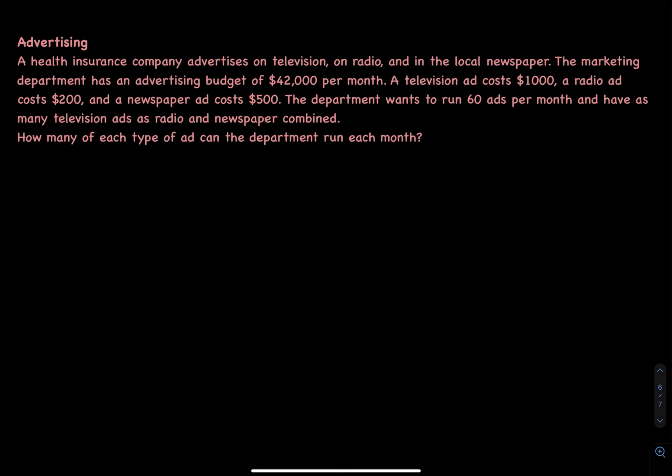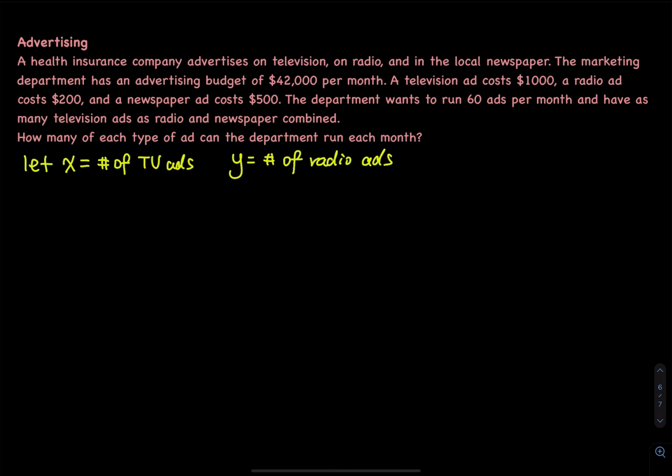So they talk about the number of TV, radio, and newspapers, right? 3 items, then we need 1 variable each. So let me define the variables. I am going to let x equal the number of TV ads, and then y equal the number of radio ads, and then z equal the number of newspaper ads.